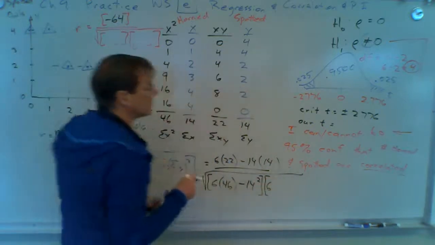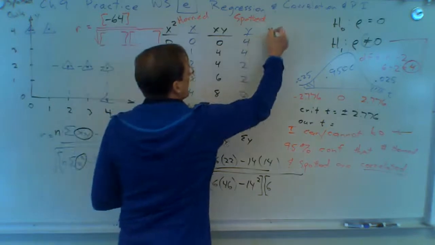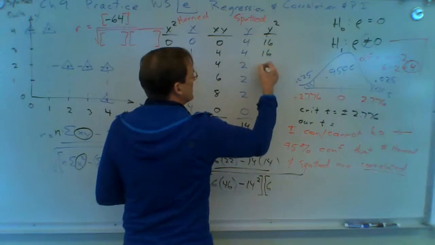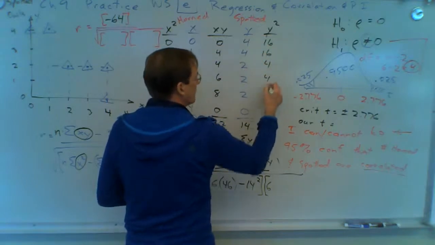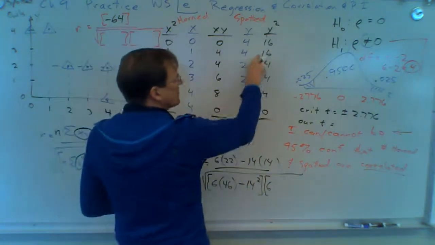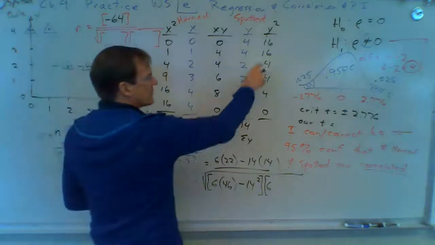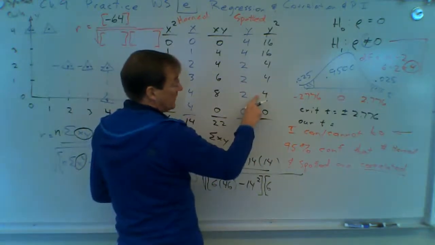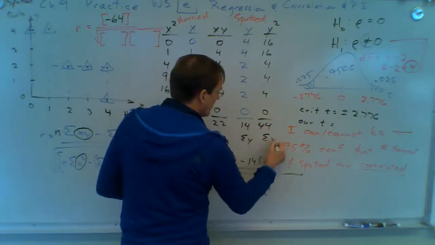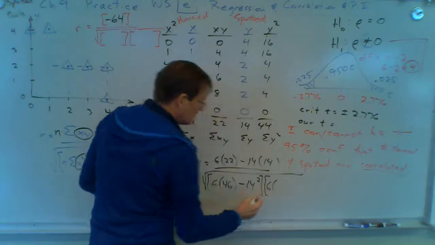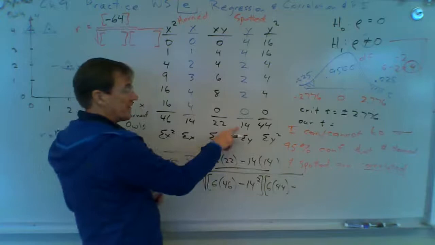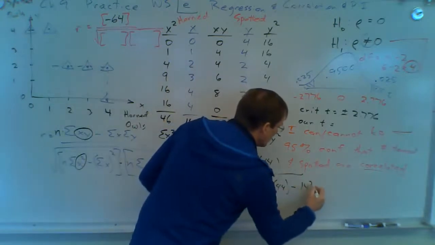So I have 6 times the sum of the y squareds. So over here, I've got a y squared column. 4 squared is 16, 16, 2 squared is 4, 2 squared is 4, 2 squared is 4, 0 squared is 0. So there's 16 and 16 is 32, and there's 3 fours, that's 12. So 32 and 12 is 44. That's the sum of the y squareds. So this is 6 times 44 minus the sum of the y's quantity squared, so that's 14 squared.